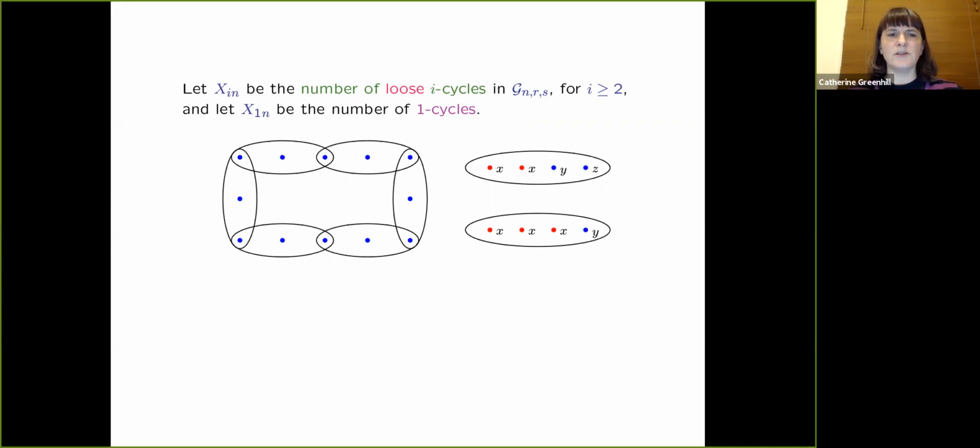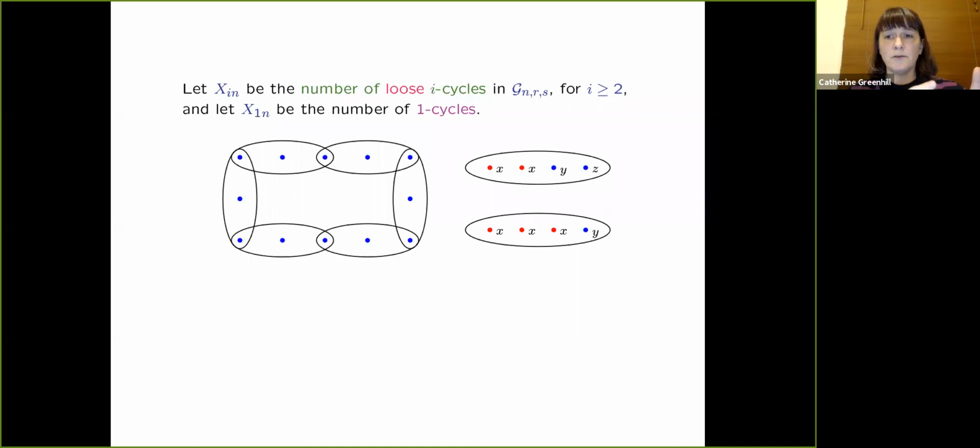Now, these pictures show you 3 different cycles. We've got a loose 6 cycle on the left. That's a 6 cycle in a 3 uniform hypergraph. So you can see the edges overlap as little as possible, and every edge gives you s-1 new vertices as you move around, okay? The 2 things on the right are 1 cycles, so they're loops.